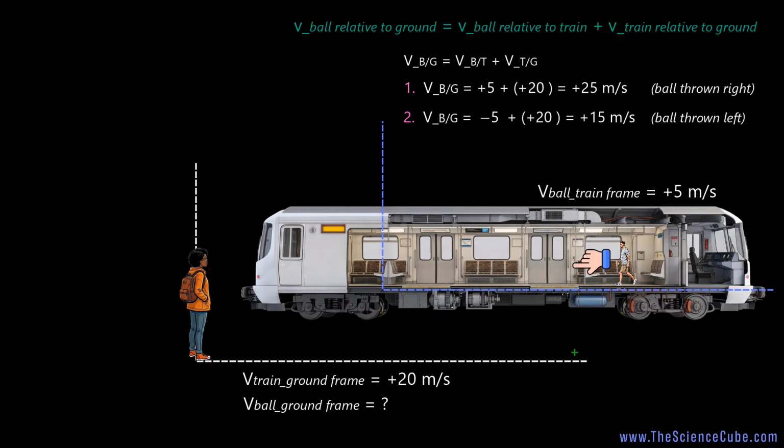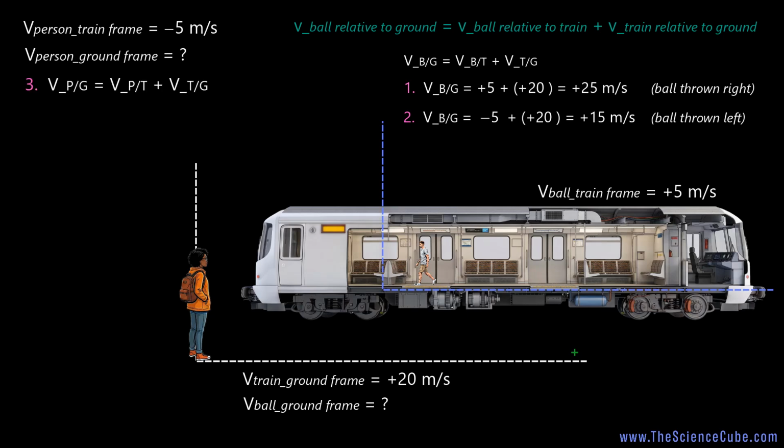Example 3. Person walks backward toward the rear of the train at 5 meters per second relative to the train. As seen from the ground, what is their velocity? V P slash G equals V P slash T plus V T slash G equals negative 5 plus positive 20 equals positive 15 meters per second to the right. Still positive, still moving right relative to the ground. The train is faster than their backward walking.